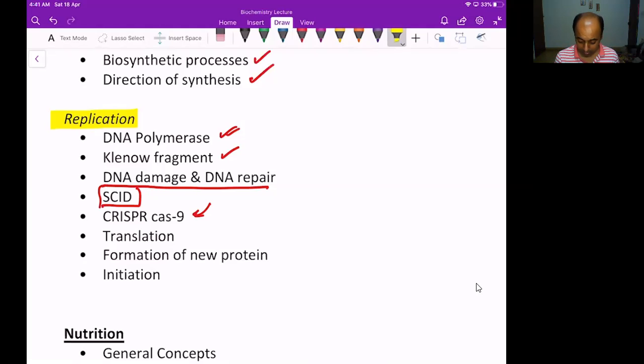And then we have questions from translation. Two questions have been asked here. One about the formation of a new protein, and another question focusing on the initiation of translation. So these are some of the questions which have been asked from molecular biology. As you can see, a large number of questions come from the molecular biology section, much more than what we had seen in the lipid section. If you compare the two, obviously molecular biology will need more of your attention, with more concept-based questions being asked, whereas in lipids we had seen very superficial questions. More focus was on the lipoprotein section.